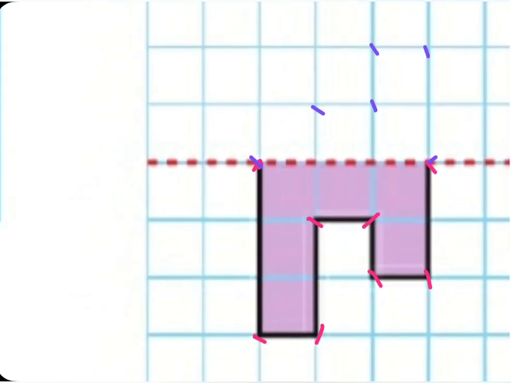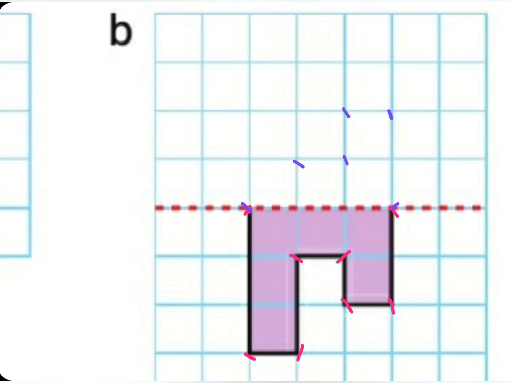Now, let's take a look at these 2 points. We measure for this one 1, 2, 3. And it's going to be here. Same idea for this point. We go 1, 2, 3. And the point will be here.